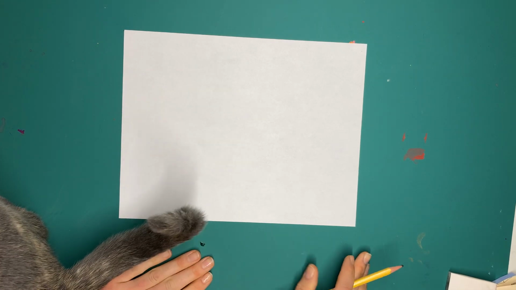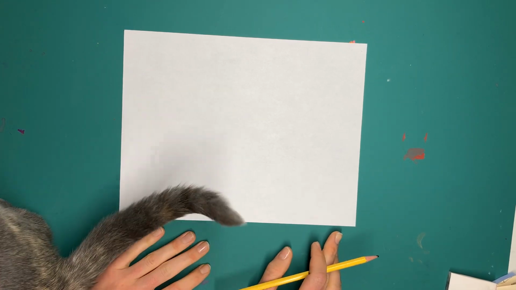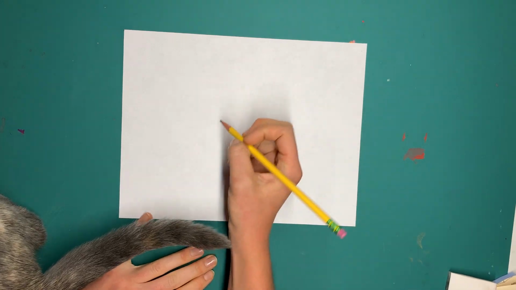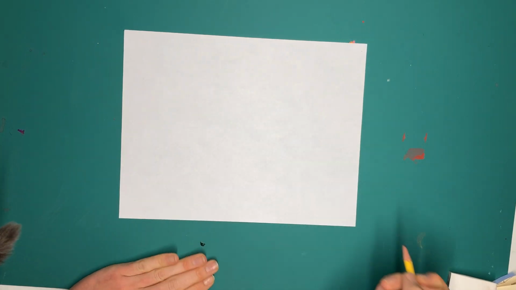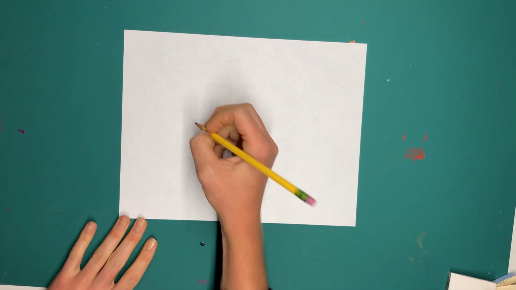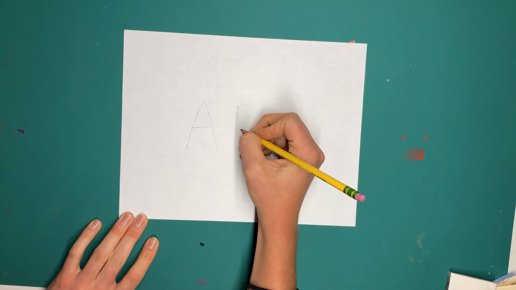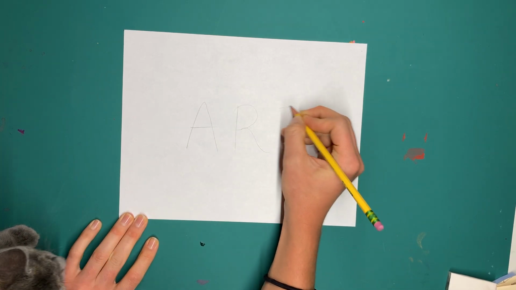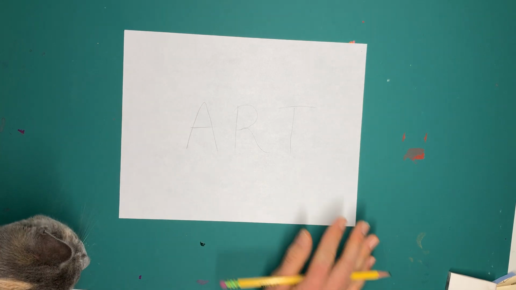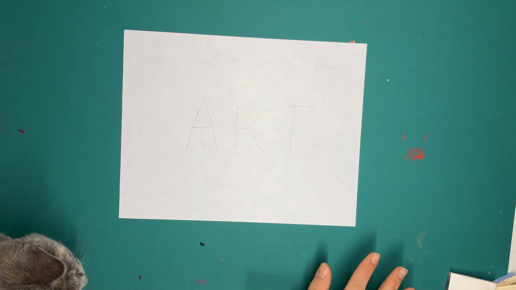So I am going to write my favorite subject, which is art, and I'm going to write those letters a bit more spread out than I typically would if I was just writing the word. A-R-T. I wrote this nice and light because I am going to be erasing anything I do in pencil.